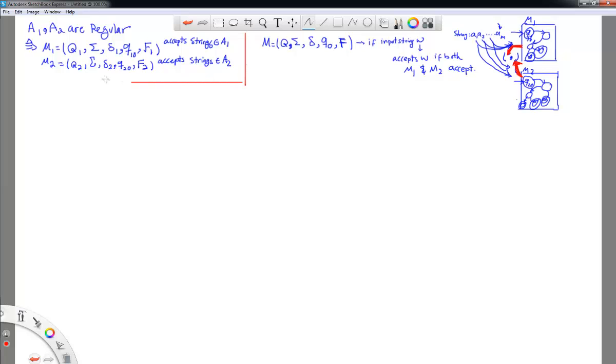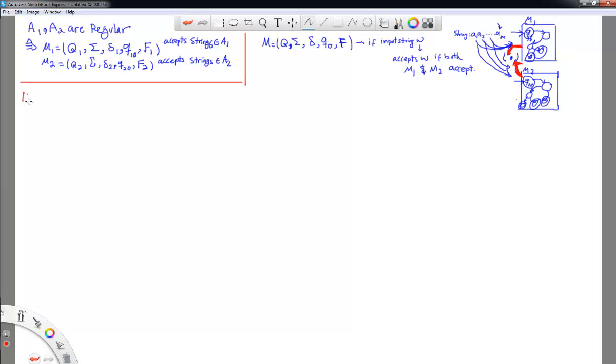Again, these M sub 1, M sub 2 definitions are defined such that the automaton M sub 1 accepts strings from A sub 1 and the automaton M sub 2 accepts strings from A sub 2. You can refer to the previous equations and previous proofs that we did.